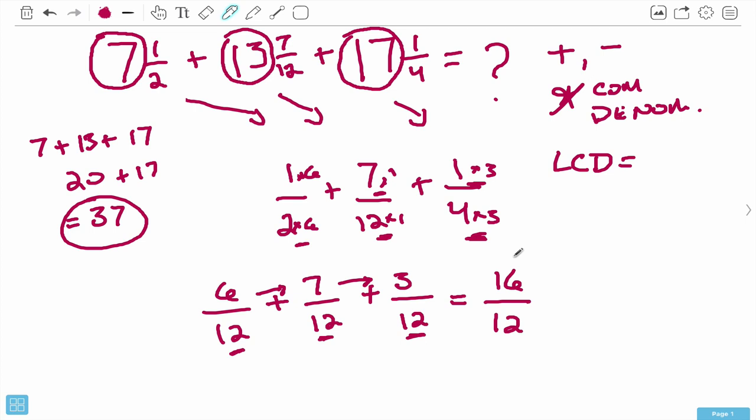This gives us an improper fraction. So I'm going to clear this page just so we have a little more space. But remember, we have 16 over 12 over here, and don't forget we have this whole number. So now we have 37 and 16 over 12. So we have to make this improper fraction proper. So the easiest way we can do that is 12 goes into 16 one time. Okay? So after you do that, you still have 4 left over, over 12.